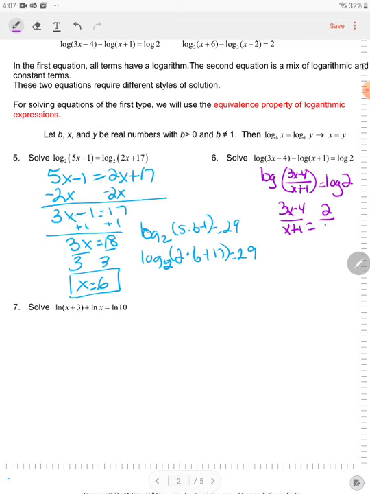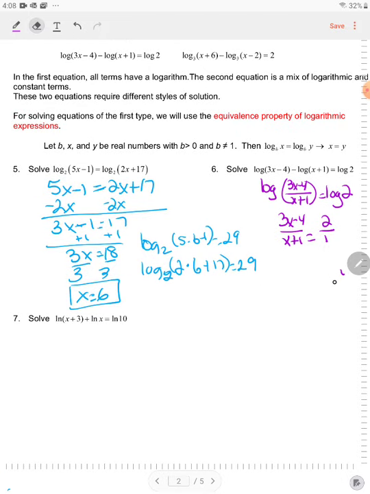Now I'm going to write 2 over 1 and cross multiply. So I get 2 times x plus 1 is equal to 1 times 3x minus 4. Okay, we can't see that very well, so let me shift that over a little bit. So you have 2 times x plus 1 is equal to 1 times 3x minus 4. So that's 2x plus 2 is equal to 3x minus 4.